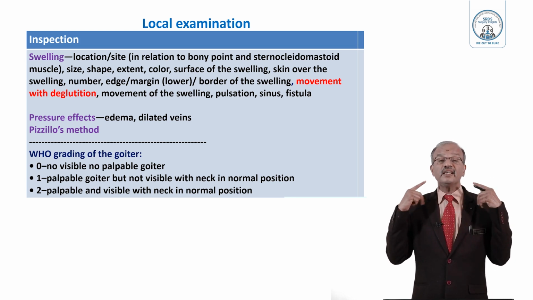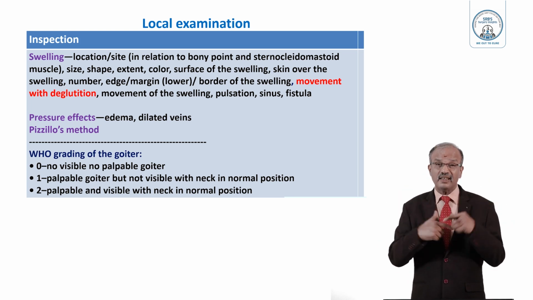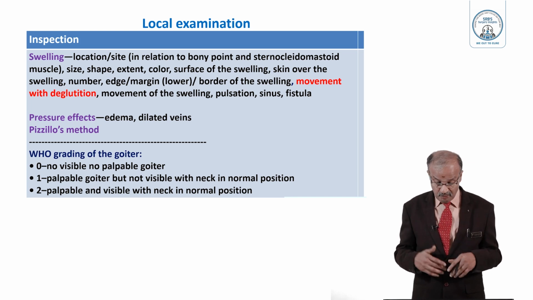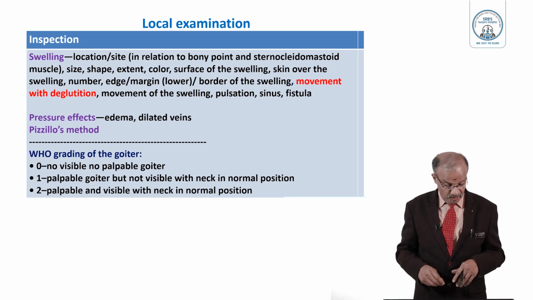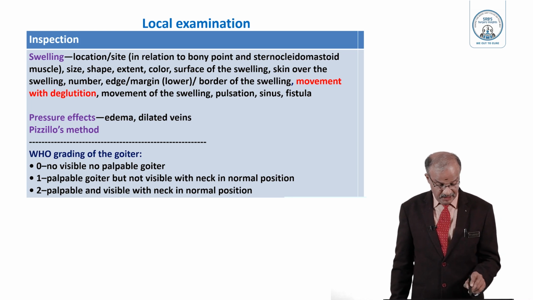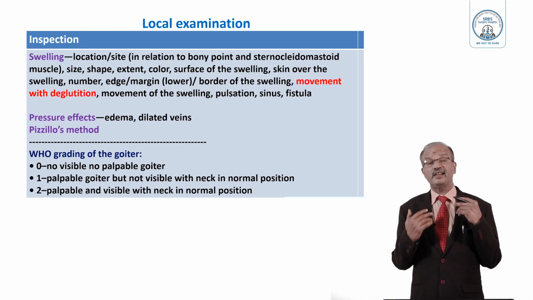Like this, the entire thing you have to show the measurement. And girth is also important, neck girth. To serially follow up, if you examine, neck circumference is important. So again: size, shape, extent, color, surface, dilated veins.